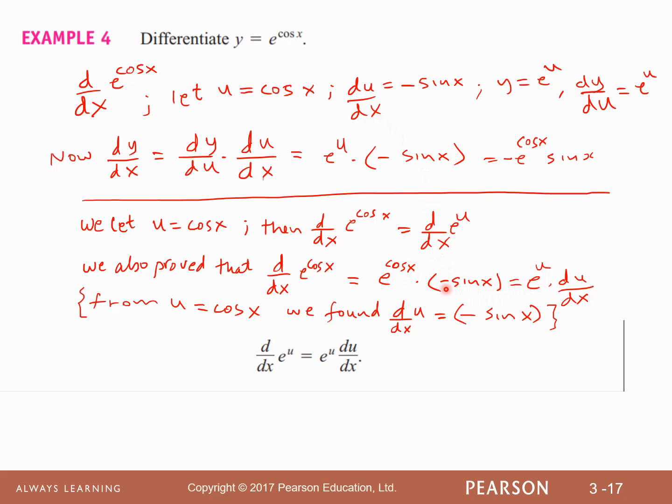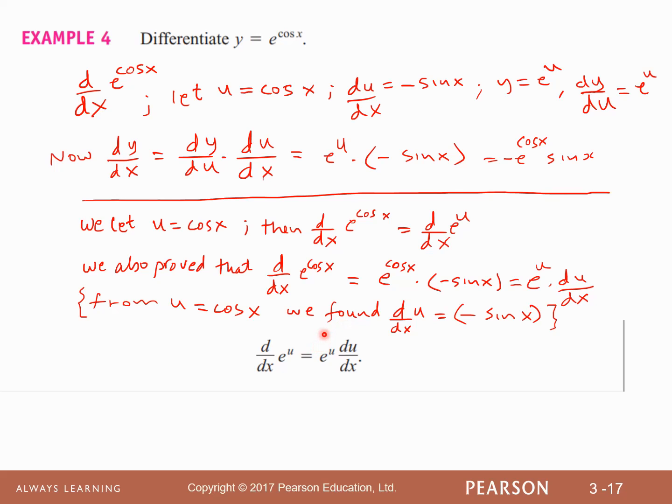We replace negative sine x by du by dx. So we have e to the power u dot du by dx. And here we go. This is d by dx of e to the power u equal to e to the power u multiplied by du by dx, which proves this value. And of course, what we use is the inside, u equal to cosine x. We found du by dx equal to negative sine x. And that's why we replaced du by dx over here. That's it for this side. And if you have any questions, please feel happy to send them to me.